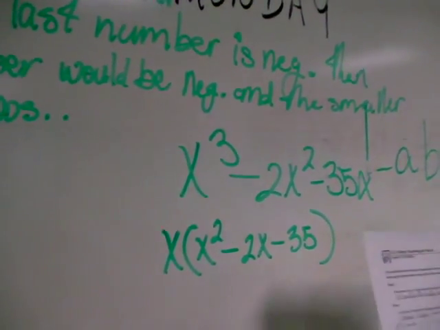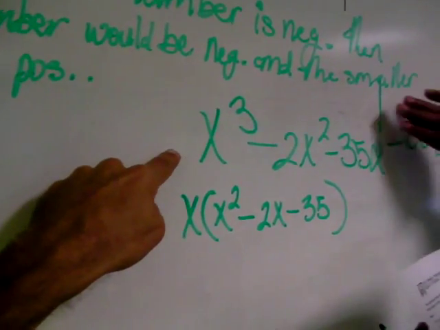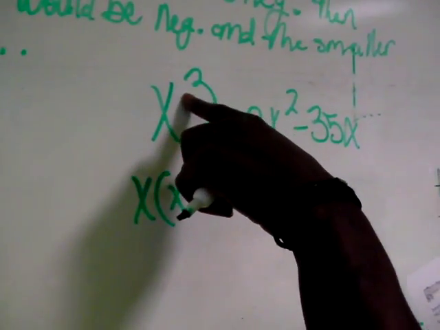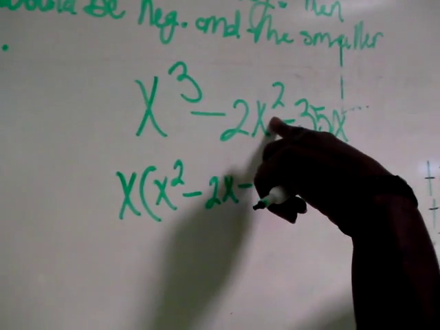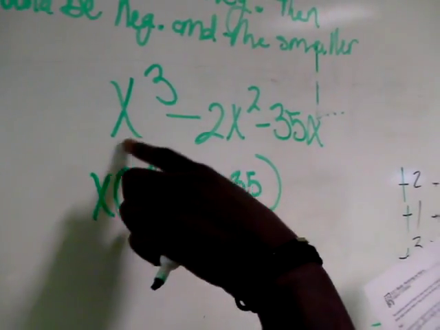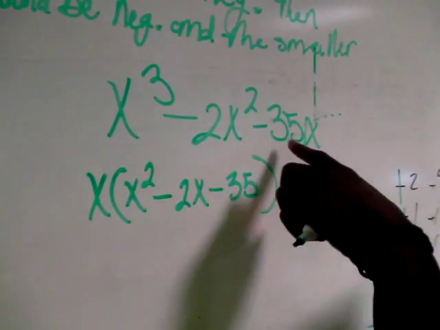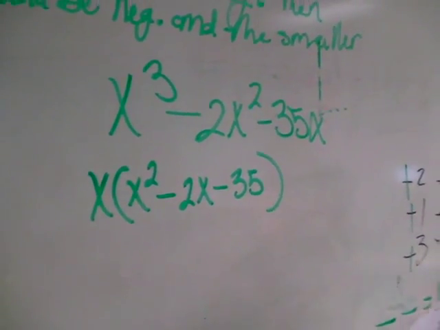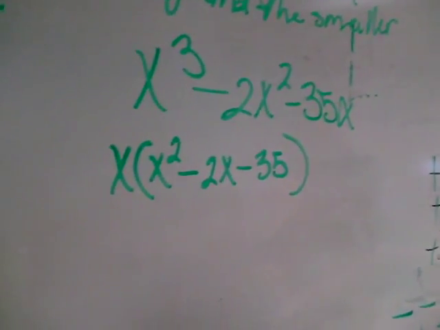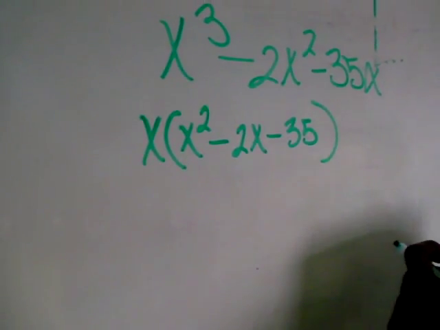Oh, so you had to pull out the X's. That was good. You got to pull out the X's because you have an X to the third power instead of squared. So you pull out an X from each one of them. Pull an X from here, from the 2X, and from the 35X. This is beginning to look familiar, isn't it? Yeah, we know what to do with this. Good.